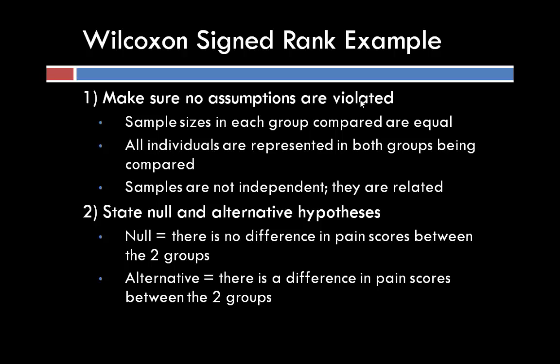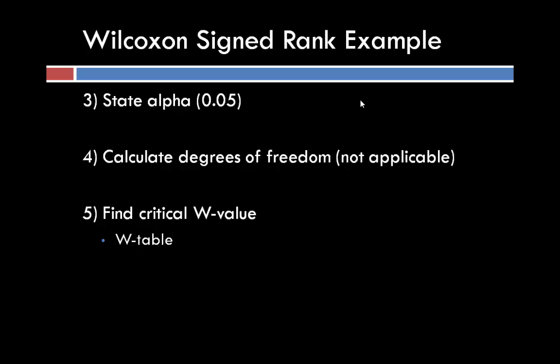So our null hypothesis would be that there is no difference in pain scores between the two groups. And our alternative hypothesis is that there is a difference in pain scores between the two groups. And when I say two groups this time, I mean the placebo group and the pain reliever drug group. However, it's the same patients that are in each group. We want to state alpha, which is 0.05. We would calculate our degrees of freedom, which, like the Mann-Whitney U test, is not applicable for the Wilcoxon signed rank test. And we want to find our critical W value, and for this we use a W table.